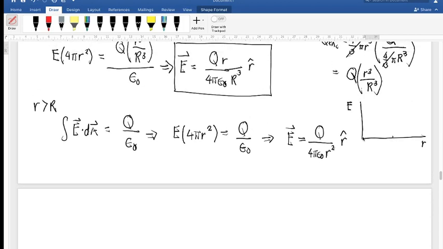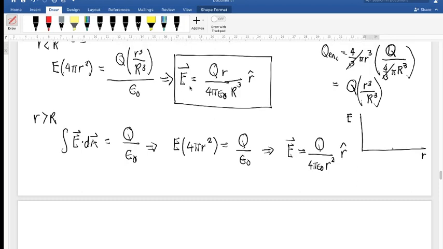Okay, so inside, the electric field is linear, meaning that the electric field increases linearly. Then at the boundary, on the surface, what will happen is it will go like this. Outside, the electric field decreases as 1 over r squared. So it increases linearly with r inside, but as you can see here, outside it goes as 1 over r squared.